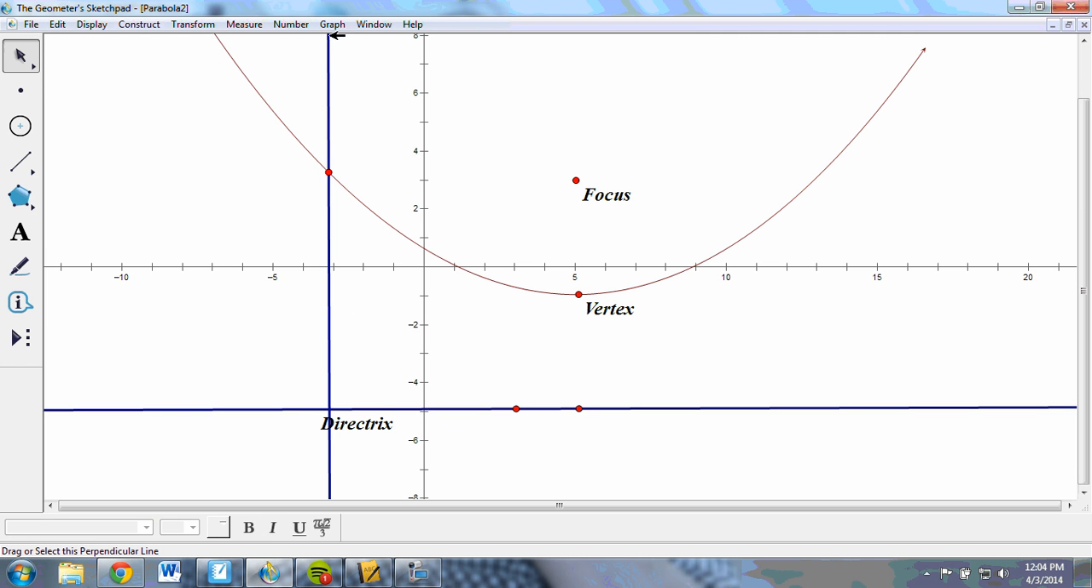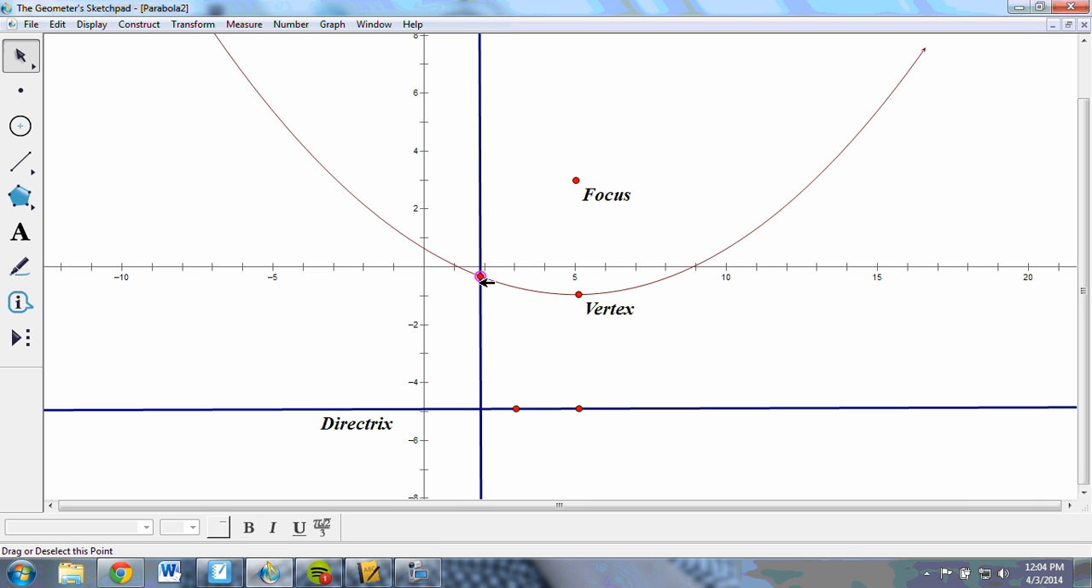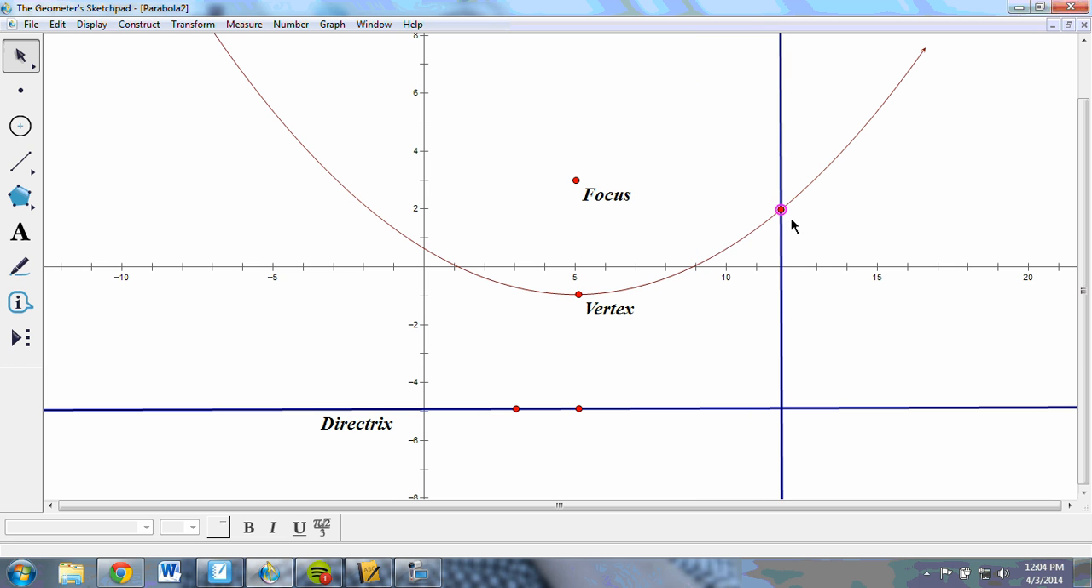If I think about a ray of light coming in perpendicular to this directrix, when the ray of light hits the parabola, it gets reflected to the focus, wherever that ray of light is. If the light comes in here and hits that parabola, it'll bounce right there. And if light comes here and hits the parabola, it'll bounce right there.